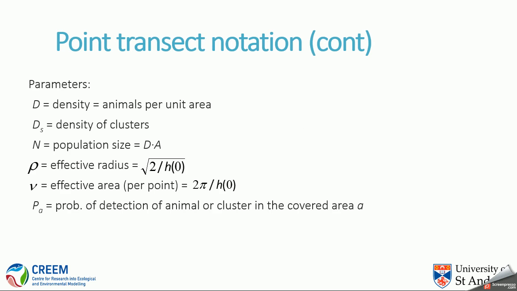Parameters. D is the density of animals per unit area. D sub S is for if animals occur in clusters; that would be the density of clusters in the area. Population size is density times area of the survey region. Rho is the effective radius. Nu is the effective area per point, which is pi rho squared. And P sub A is the probability of detection of an animal or cluster in the covered area a.